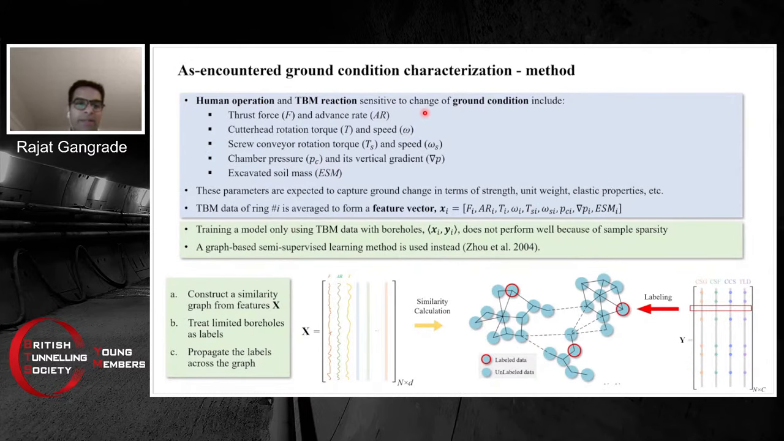I won't get into the details, but what sort of TBM parameters are utilized? It involves thrust force, advance rate, cutter head rotation torque, cutter head rotation speed, screw conveyor torque and speed, chamber pressure, excavated soil mass, and the vertical gradient of the chamber pressure. And all of that is utilized and labeled with the soil types as encountered from the actual boreholes.